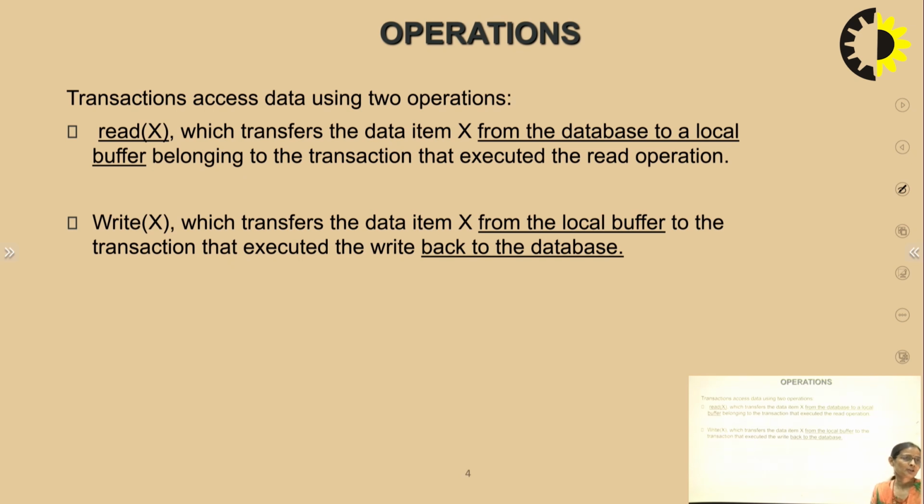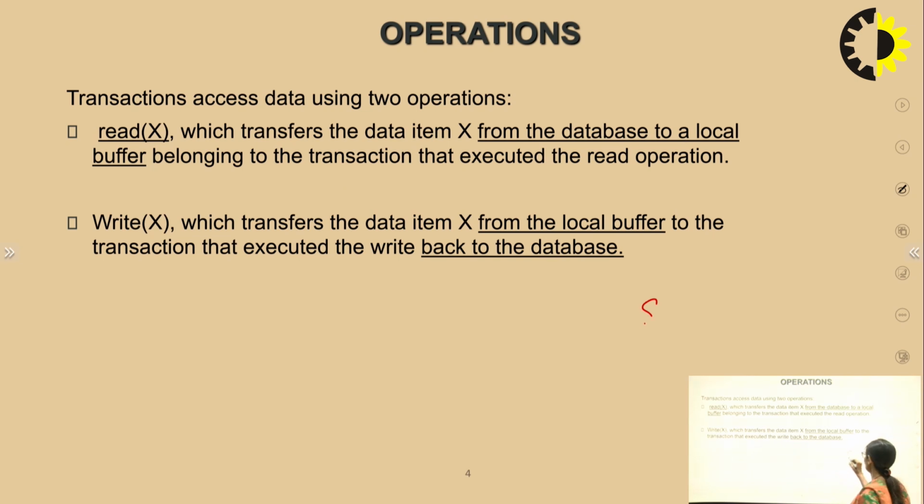What kind of operations are permissible when we are talking about a transaction? Only two kinds of operations are permissible: one is read and another one is write. So what is reading? It is just transferring the data item X from the database to a local buffer belonging to the transaction that executed the read operation. Similarly, what is a write operation? It transfers the data item X from the local buffer of the transaction that executed the write back to the database.